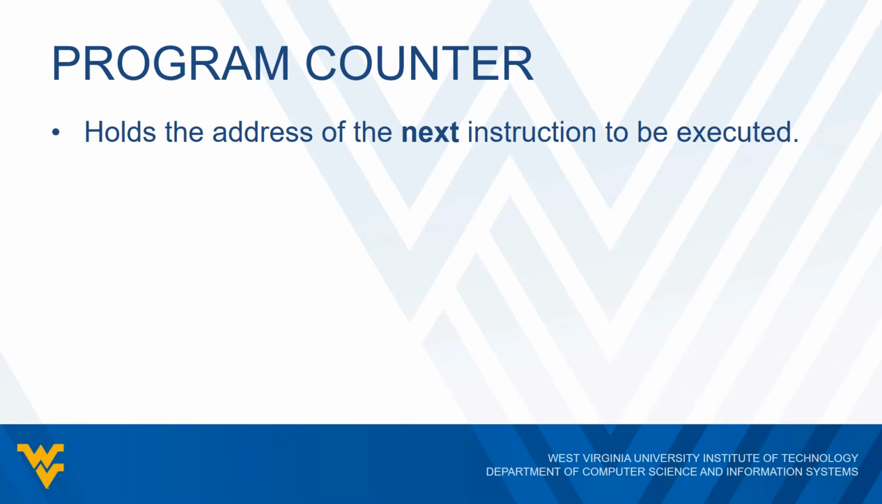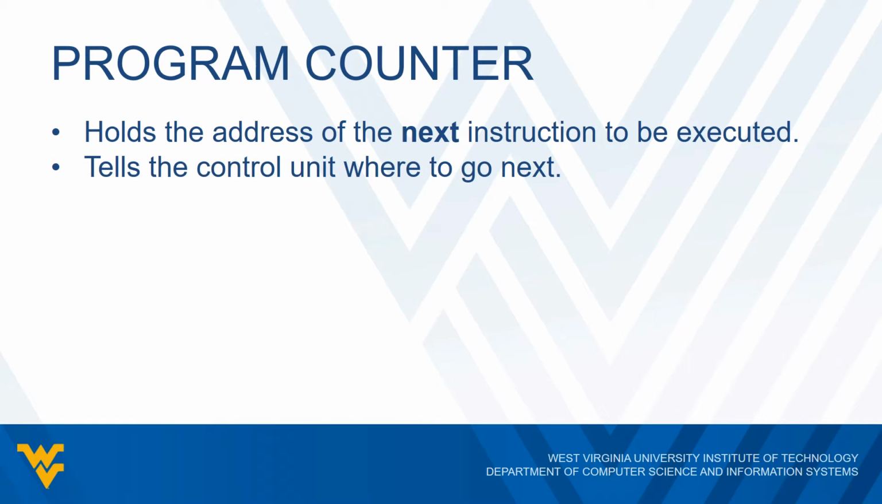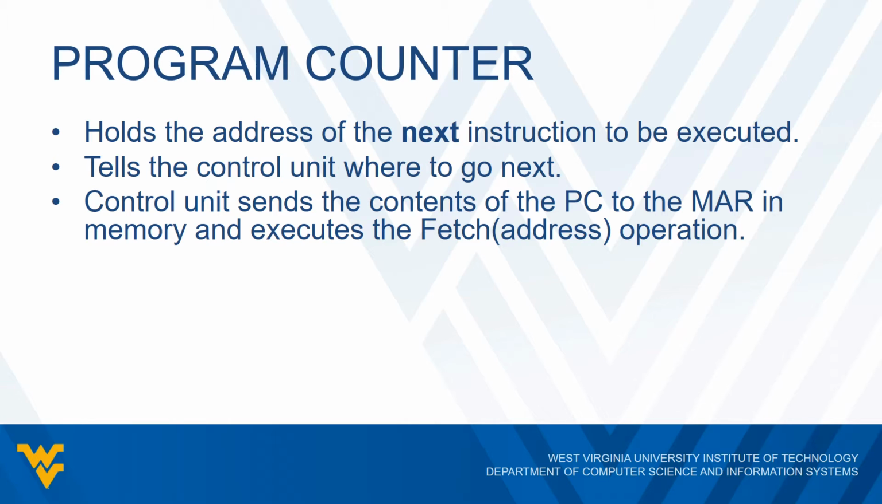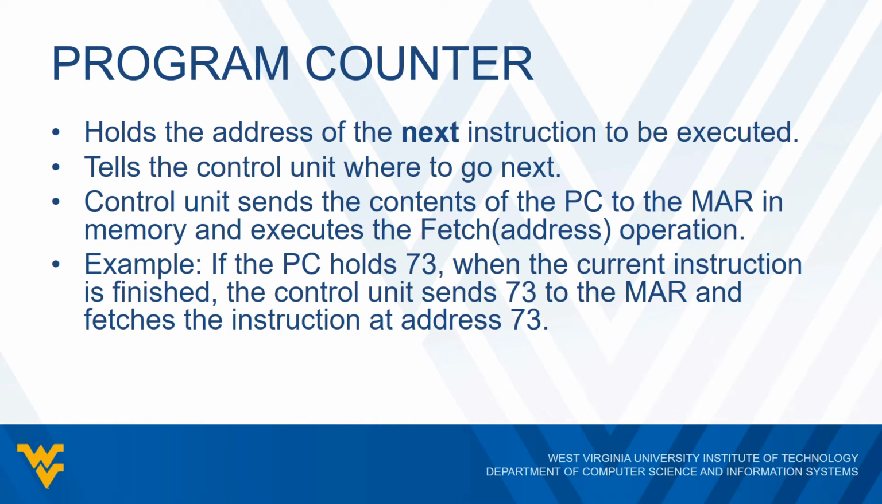The program counter holds the address of the next instruction to be executed. So think of this as kind of like a pointer specifying which address in memory the control unit must go to in order to get the next instruction. To get that instruction, the control unit sends the contents of the program counter to the MAR in memory and then executes the fetch operation that we described earlier. For example, let's say our program counter holds 73. When the current instruction is done, the control unit is going to send 73 to the MAR, and then it's going to fetch the instruction at address 73.